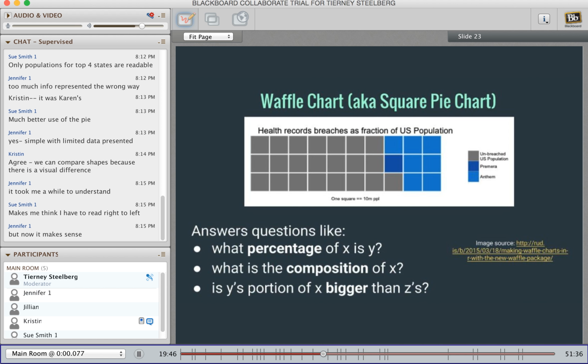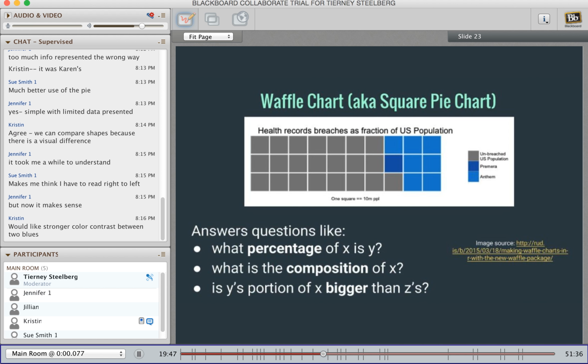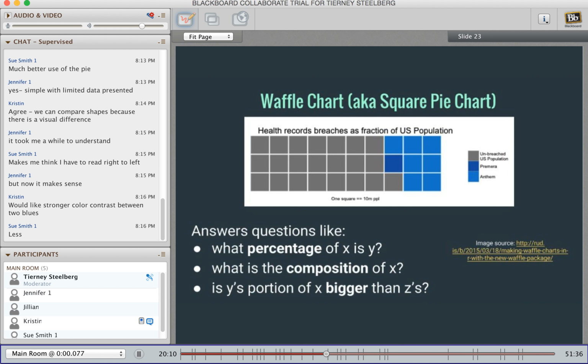This is a waffle chart with just 3 different divisions, so it's something that could probably be represented as a pie chart. Kristen says, would like stronger color contrast between 2 blues. That's definitely true. The blues are very close in color. Do you like it more or less than a pie chart? Or are they about the same? Sue Smith says less. Okay, so the pie chart is more delicious.